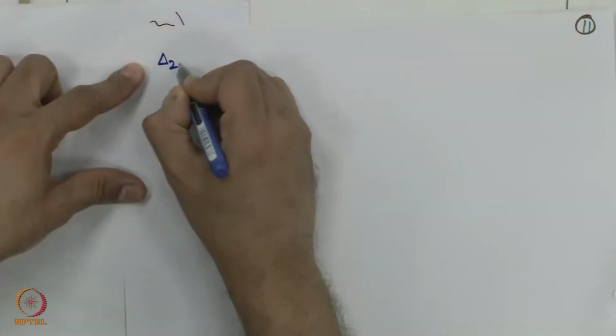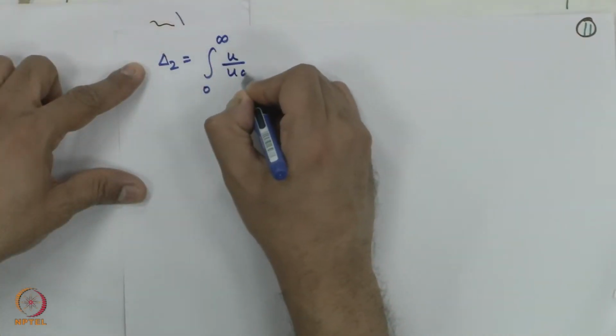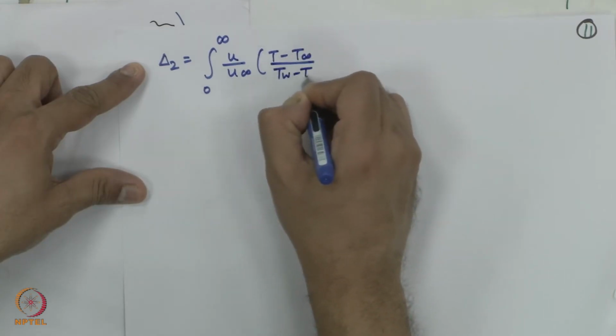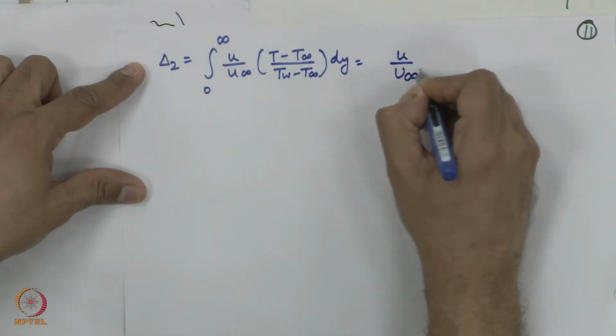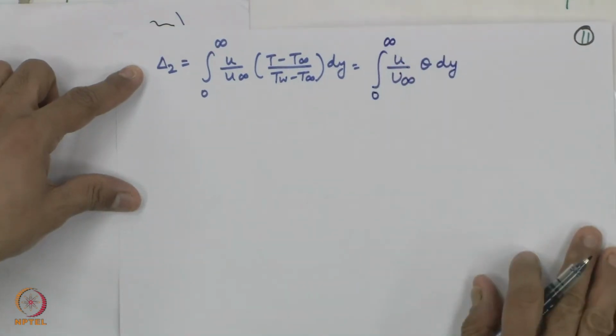So, what is my integrated energy equation now? Integrated energy equation on simplification was this: d delta 2 by dx equal to Stanton number. So, I need to evaluate delta 2. Delta 2 is equal to integral 0 to infinity of u by u infinity times (T minus T infinity) by (T wall minus T infinity) dy, which is nothing but u over u infinity theta dy going from 0 to infinity.